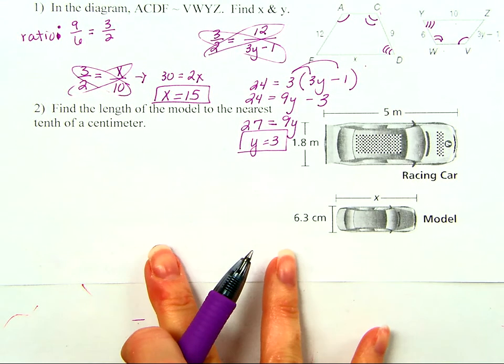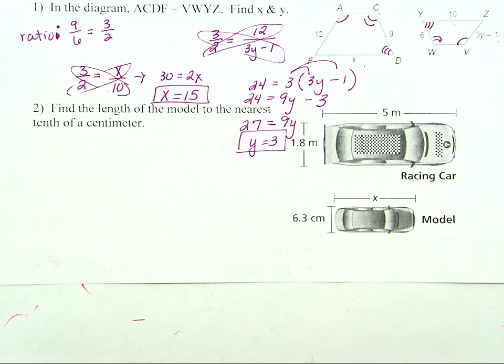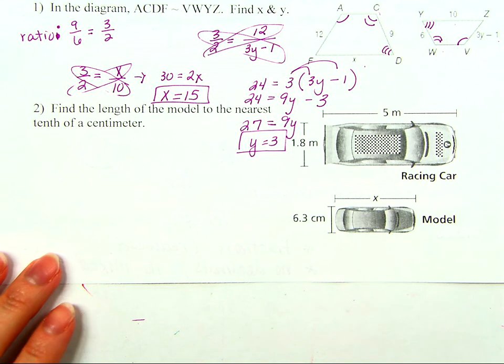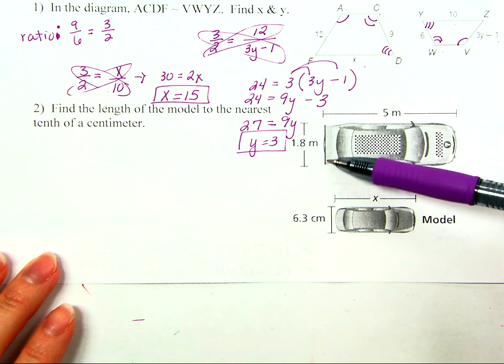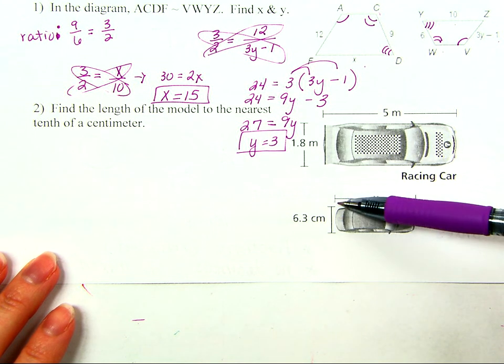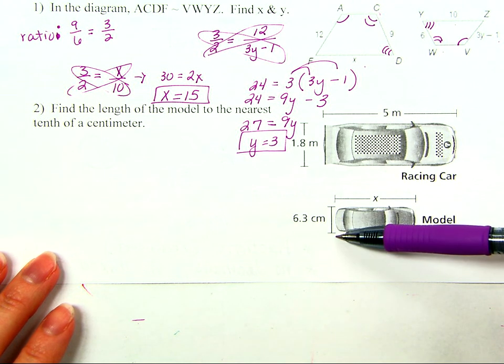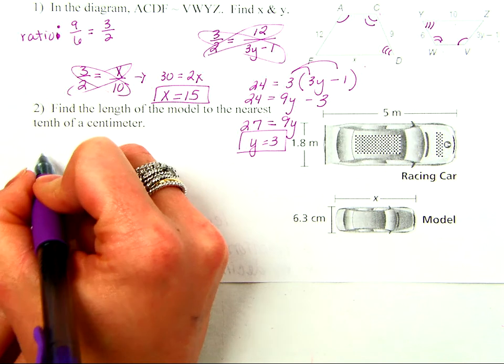Last one, number 2. Number 2 asks us to find the length of the model to the nearest 1/10 of a centimeter. So here we have our racing car and our model car. Obviously, they're going to be similar. Their dimensions are going to have the same ratio. Again, there's different ways that you could set this up. If I'm looking at corresponding sides, 1.8 meters is going to correspond to 6.3 centimeters.